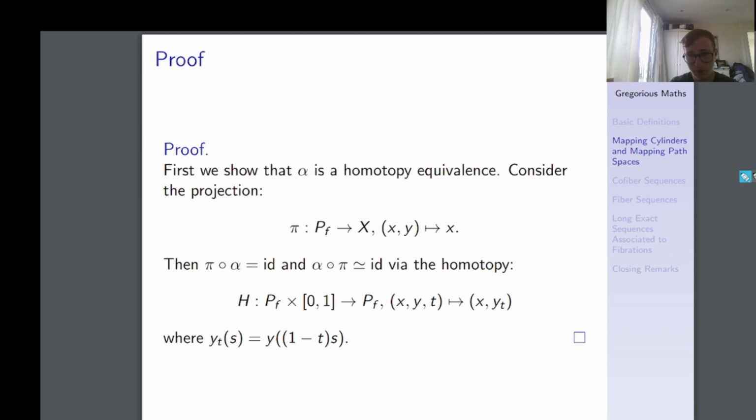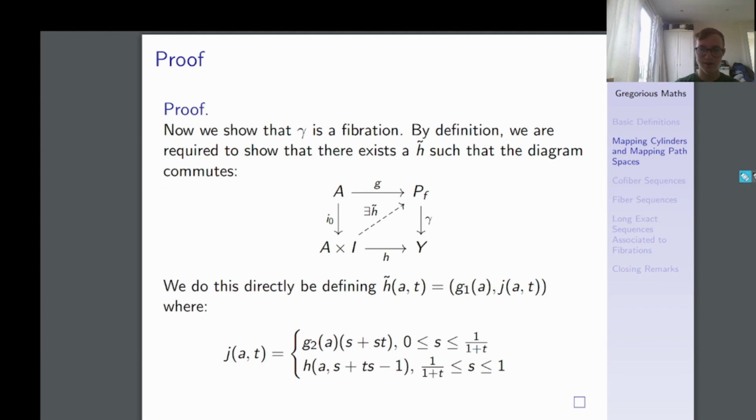And that wasn't too difficult. The funny business comes when we have to show that gamma is a fibration, where we have to come up with this mad function to prove it, but we'll do it, don't worry, step by step. So let's recall the definition of a fibration first. What we need is, for any g and h which make the diagram commute, the existence of a lift h tilde which makes both of the triangles commute as well.